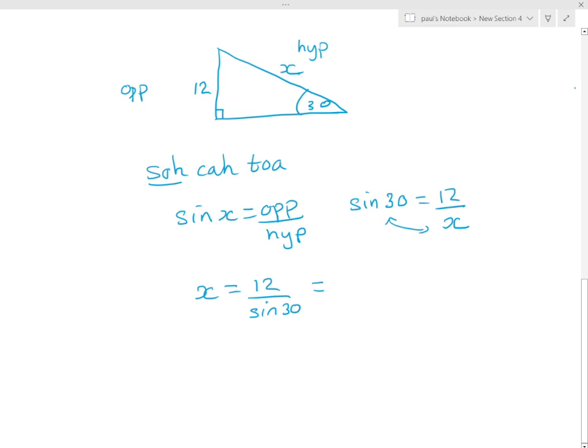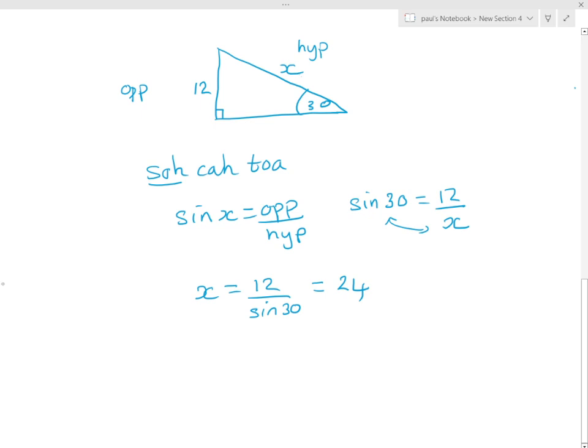So you need a calculator. You won't be asked to do this without one. 12 divided by the sine button. It comes up with open brackets. Stick 30 in there and it equals 24. So the length of the hypotenuse is 24, which is good because a little test is that x must be bigger than 12 because it's the longer side.